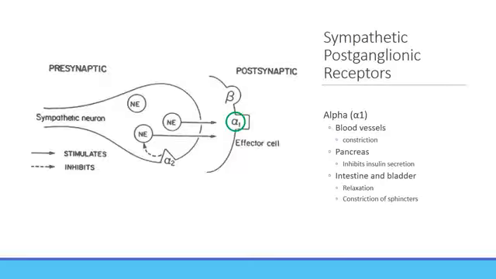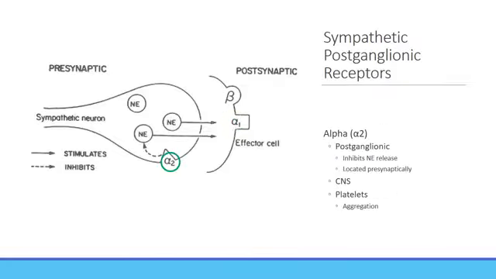These are found on the postsynaptic side of the synapse, so on the effector cells themselves. So these are found in blood vessels, in the pancreas, in the intestines and bladder. But the main effect that I particularly want to make sure that you're aware of is that any increase in alpha 1 activity is going to cause vasoconstriction on blood vessels, which is what we're going for when we administer our epinephrine with our local anesthetic. Alpha 2 is found not on the postsynaptic side, but it's actually located primarily on the presynaptic terminal.